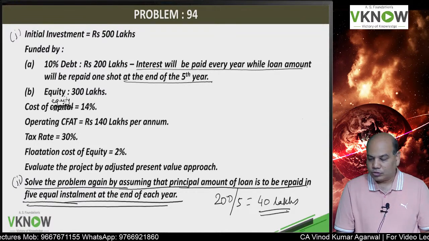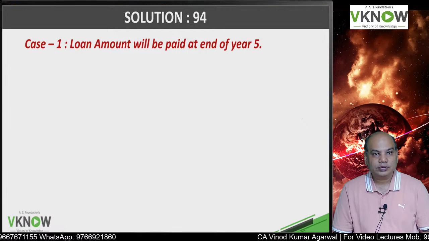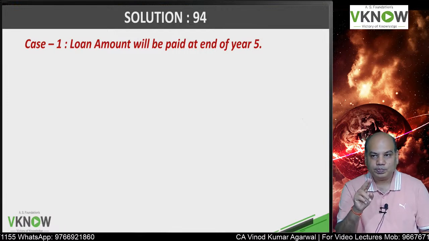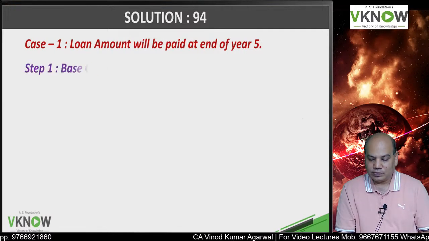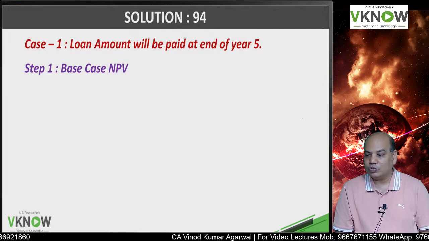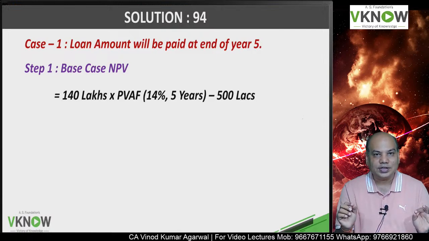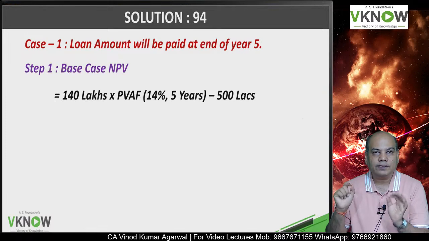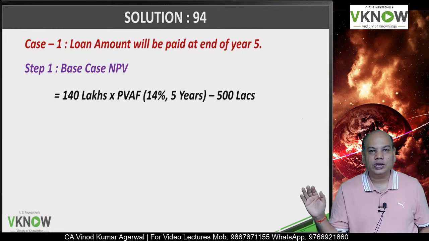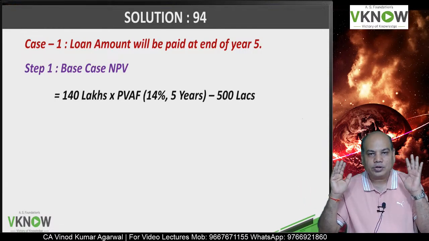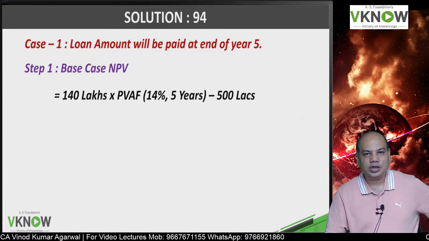Okay. So how do I solve it? I have to solve it twice. Case 1, principal amount is paid at the end of the 5th year. Case 2, principal amount is paid in 5 installments. So first I am going to compute base case NPV. Base case NPV means NPV as if the project is fully financed out of equity. For a minute, close your eyes and just imagine that this project is fully funded by equity.